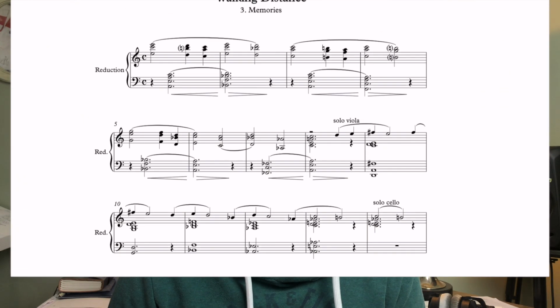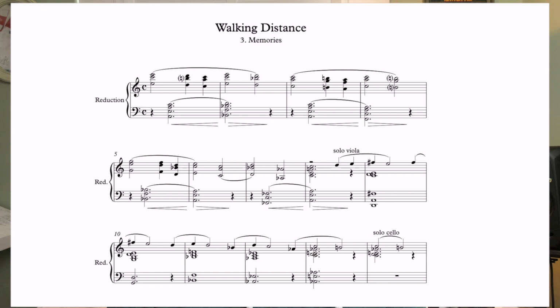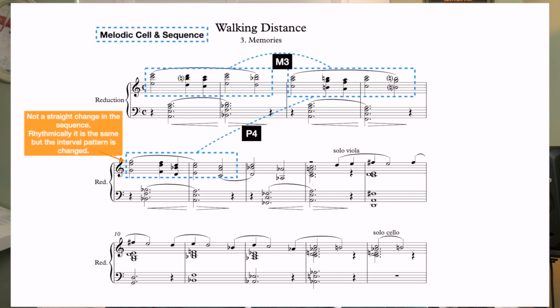In the opening section of the longer third cue, Memories, Herrmann uses two strings of melodic sequences. At the very opening, the first sequence uses an idea doubled at the third, an octave. The sequence transposes the idea downward by a major third and then by a perfect fourth. The last iteration of the cell is not a straight transposition but is rhythmically the same and thus easy to see the link between the two cells.